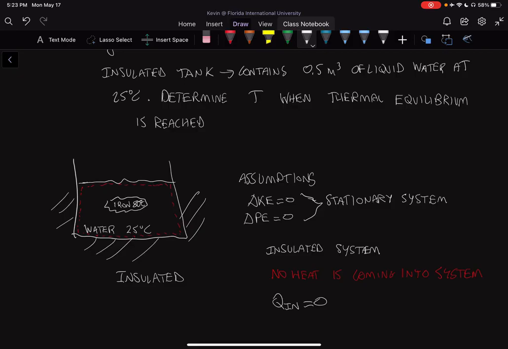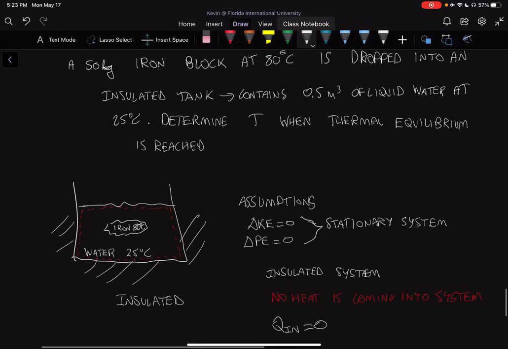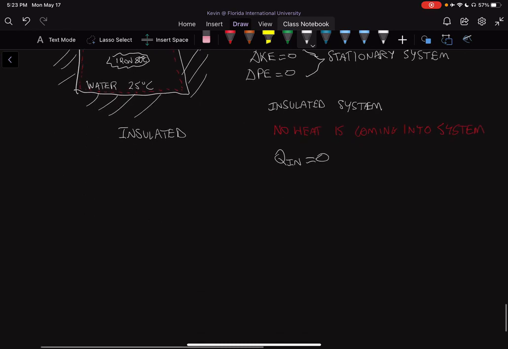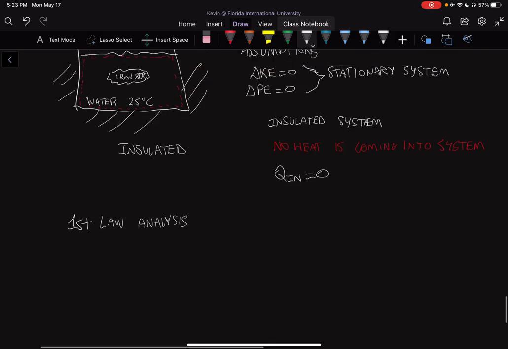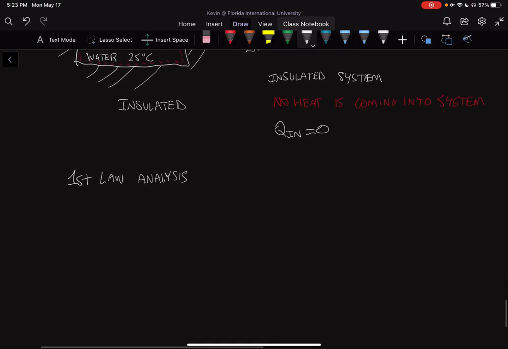Okay, so the next step we're going to do in this type of example is to do a first law analysis to try and find the temperature. That means writing down the first law essentially, and then figuring out what happens. So we have Qin minus work out is equal to change in internal energy plus change in kinetic energy plus change in potential energy.